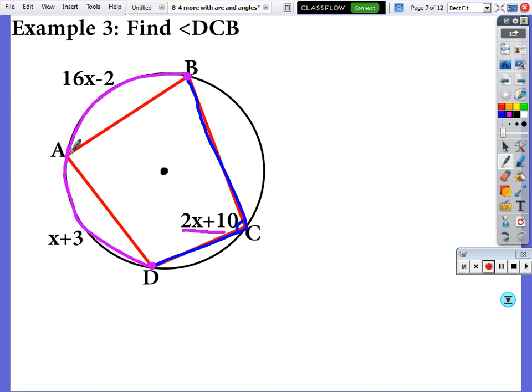Does everybody see that? So I'm going to go ahead and add those up. So the entire arc is going to be this amount, which is 16x minus 2, plus this amount, which is x plus 3.